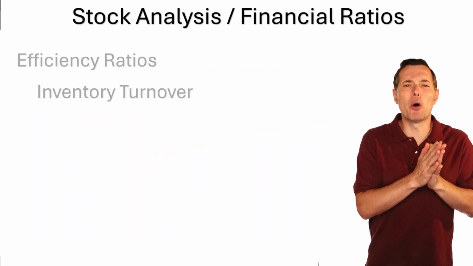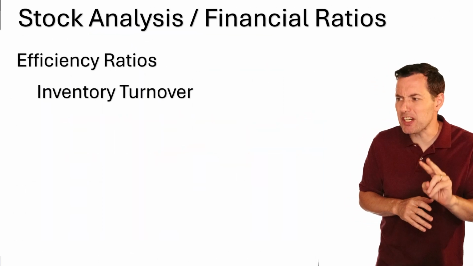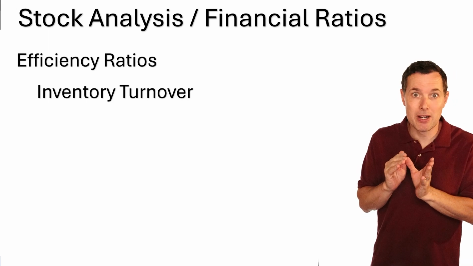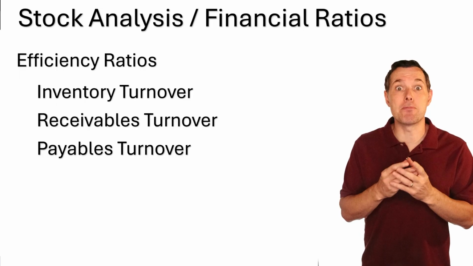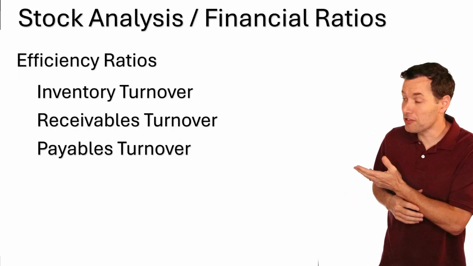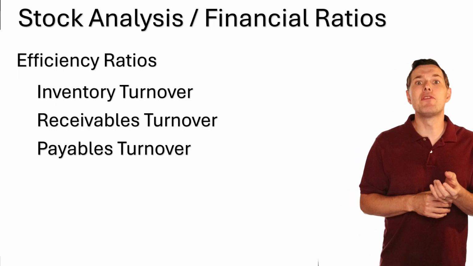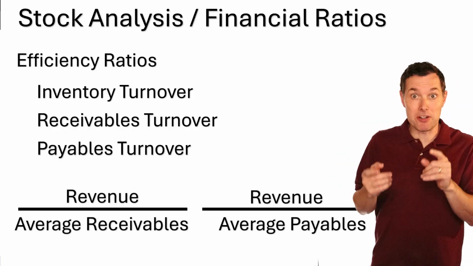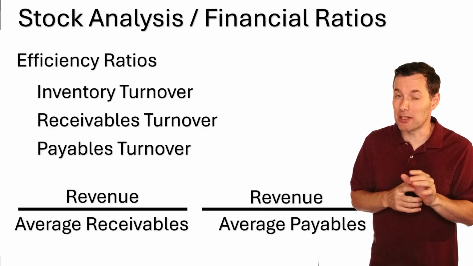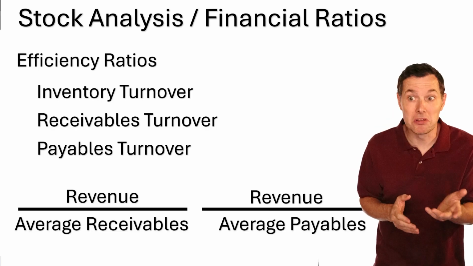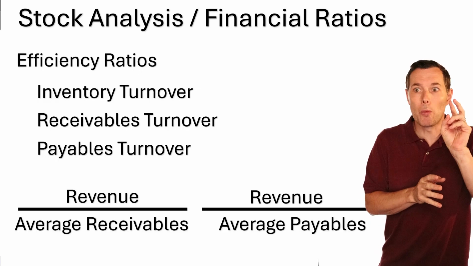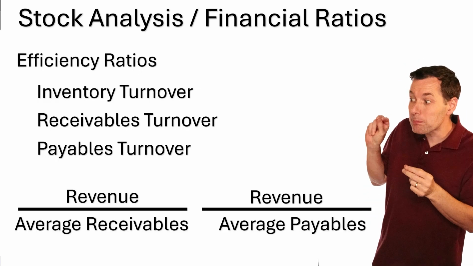Okay, now let's jump over and look at 2 other efficiency ratios that we're going to group together. And these are more around cash management. Here we've got receivables turnover and payables turnover. And the formula is quite simple. We take revenue for the company and compare it to either average accounts receivable or average accounts payable. It's really that simple.